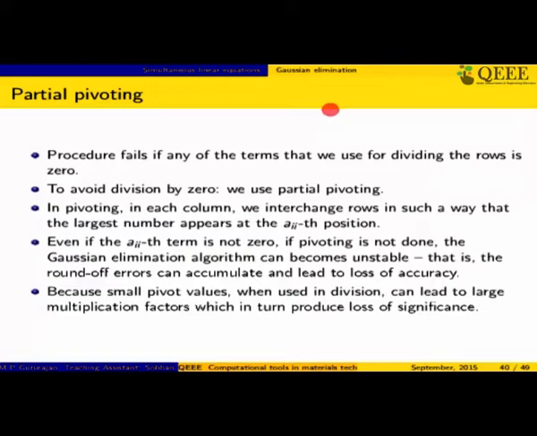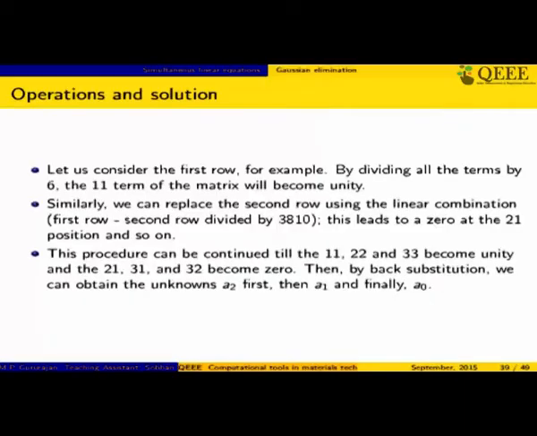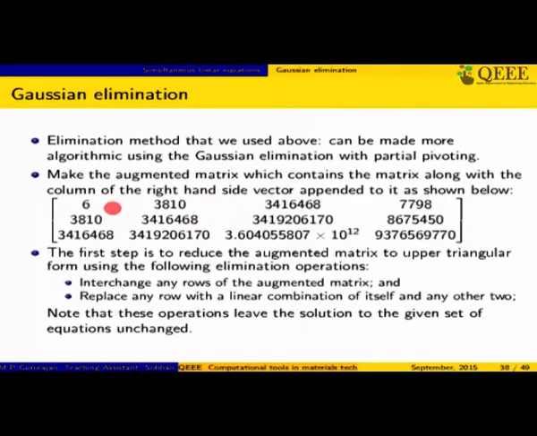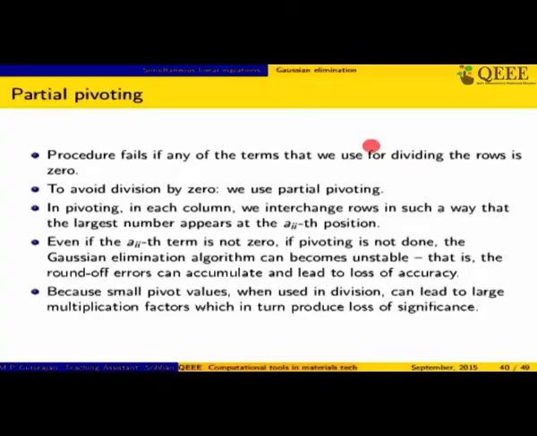But obviously this procedure fails if, for example, on any one of the diagonal terms I had 0. I can't divide by 0. So this procedure fails because that is no longer 1. So to avoid this division by 0, we use partial pivoting.